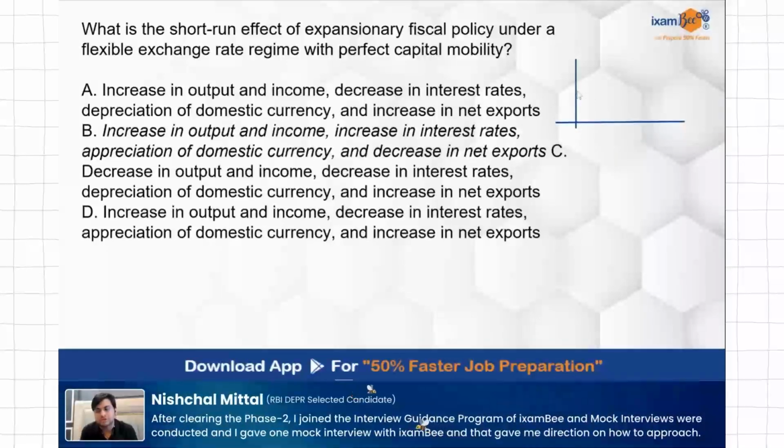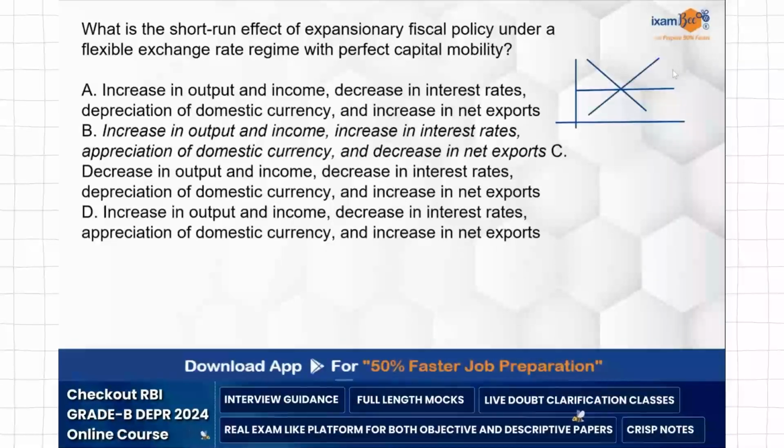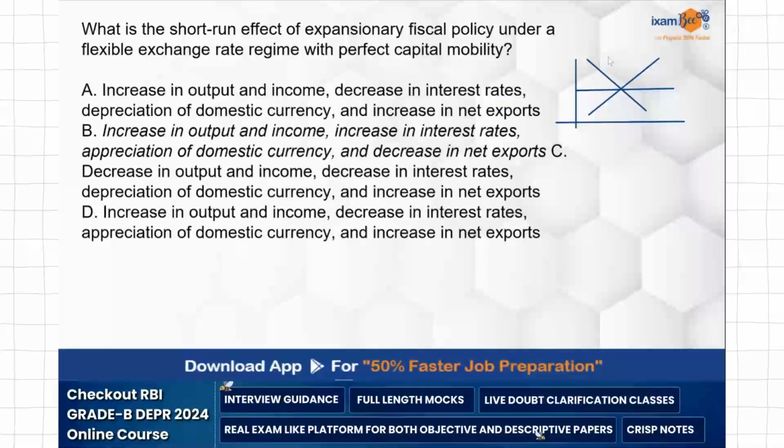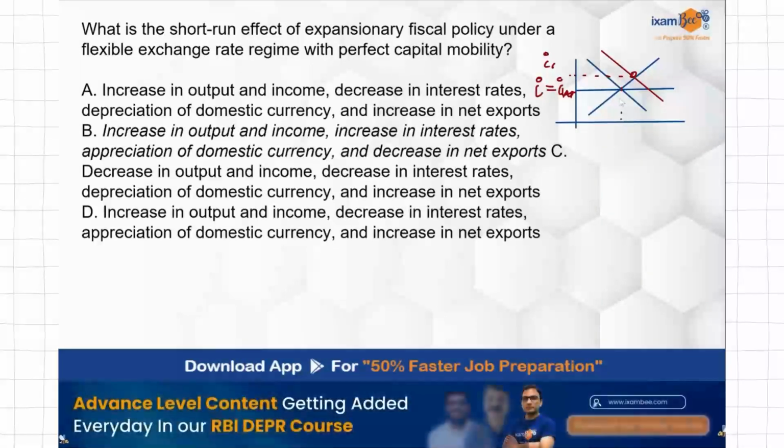So this is your VP line, which is horizontal. This is your IS curve. This is your LM curve. If there is expansionary fiscal policy, your IS curve will shift rightward. Now let me mark the interest rate. This is i equals i market, or i world, you can say. Now in India, the interest rate goes up to I1. This is your output, Y1.